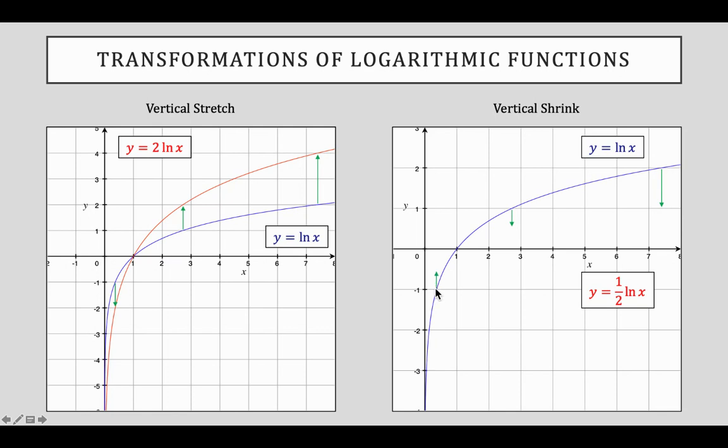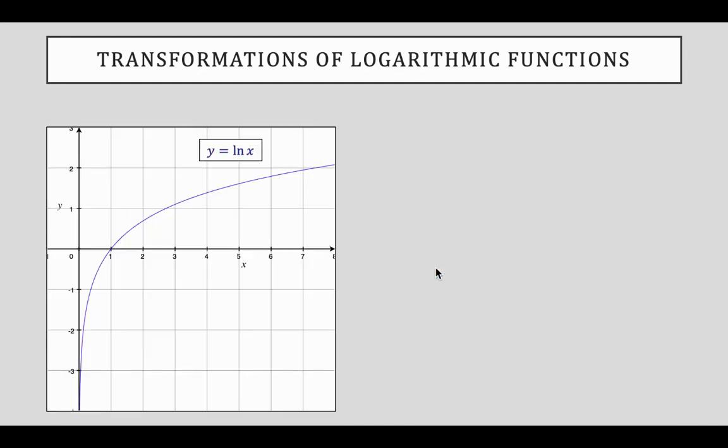Similarly, this y value that was at -1, I multiply it by 1/2, that brings me to -1/2. All the y values get squished towards the x-axis with a vertical shrink. All right, 2 more transformations.